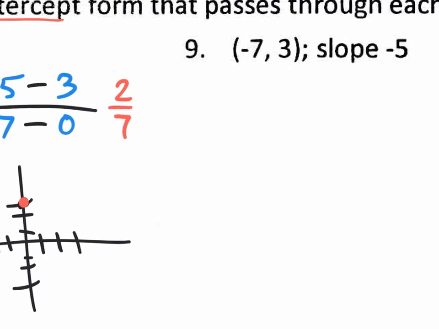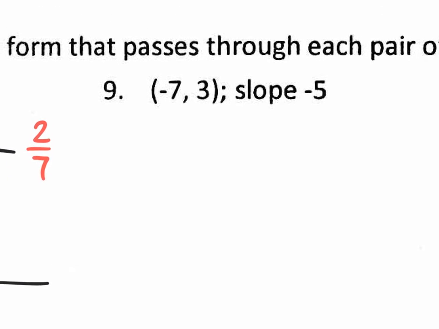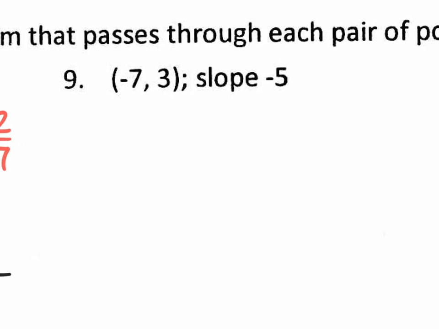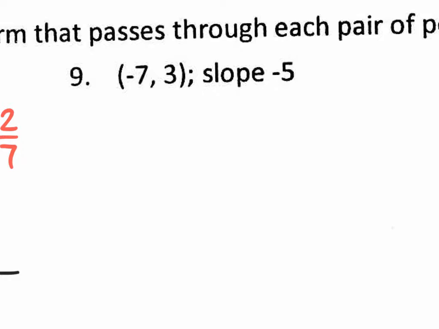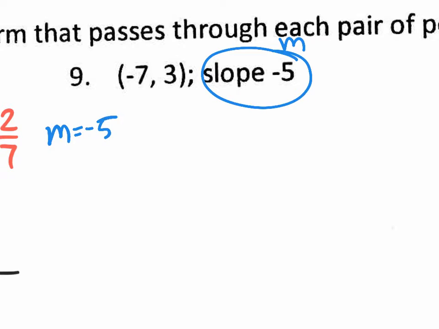Moving on to number 9. Number 9 is a little more interesting. It's even easier than the previous ones. Why? Because they straight up give you the slope. They give you the m value. The m value is -5. What else do they give you? A point, an x value and a y value.